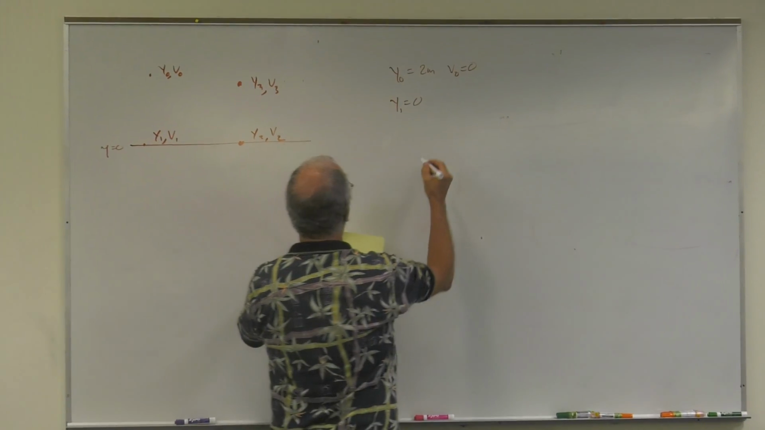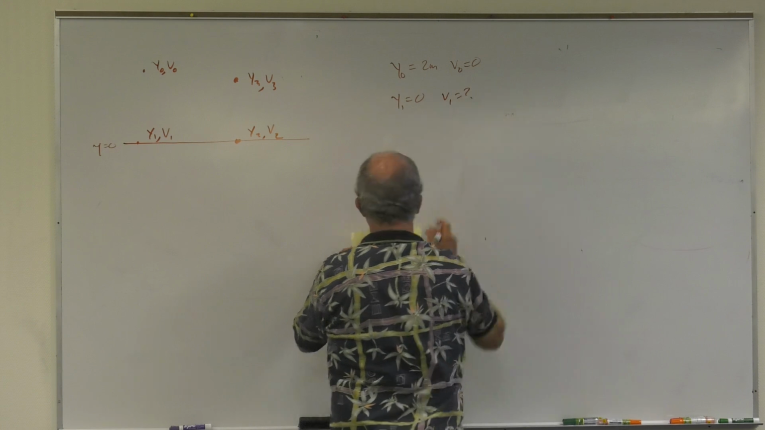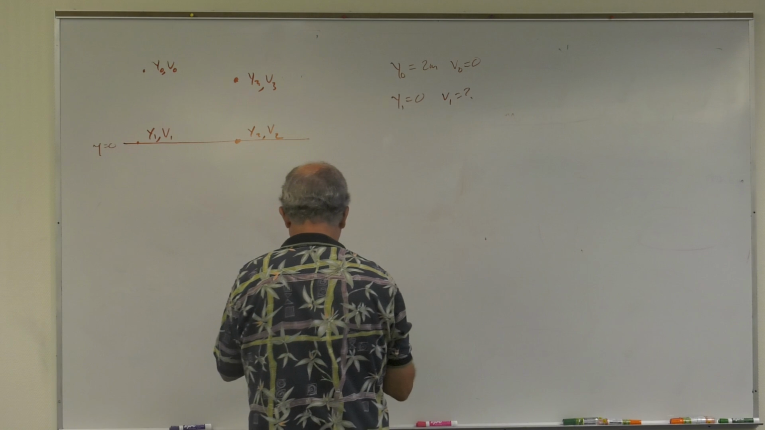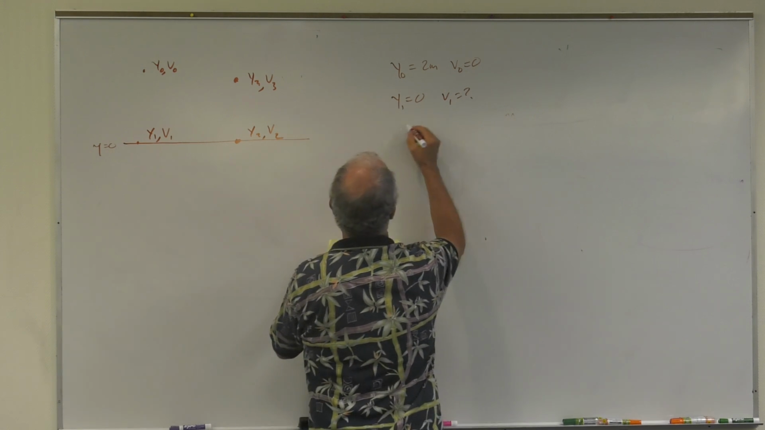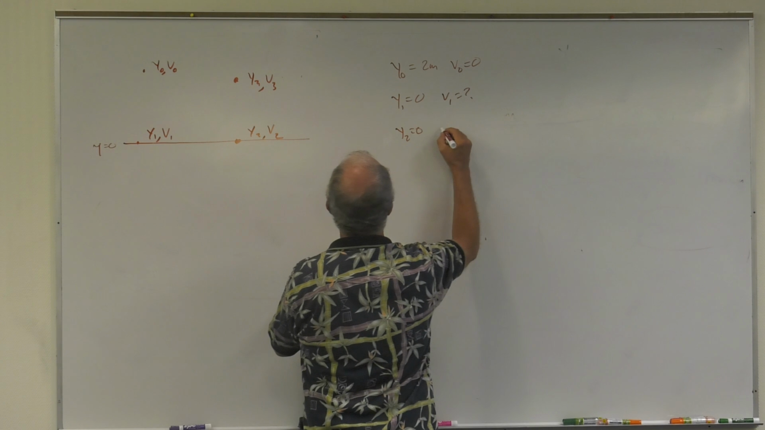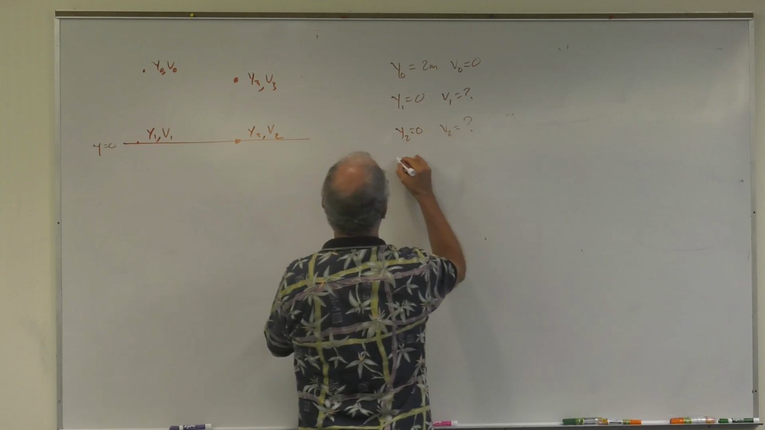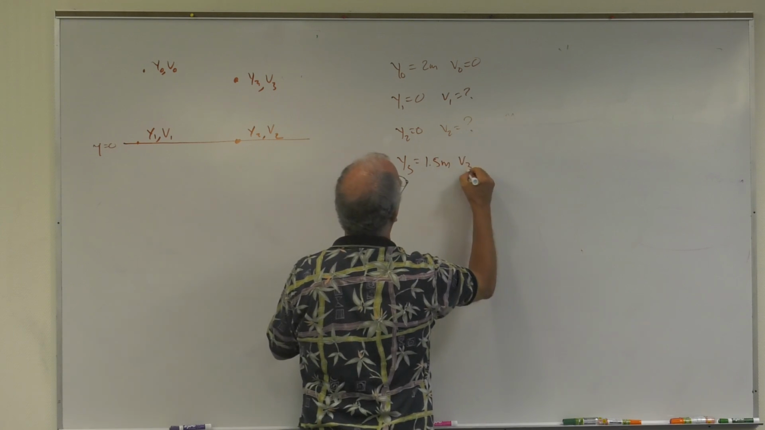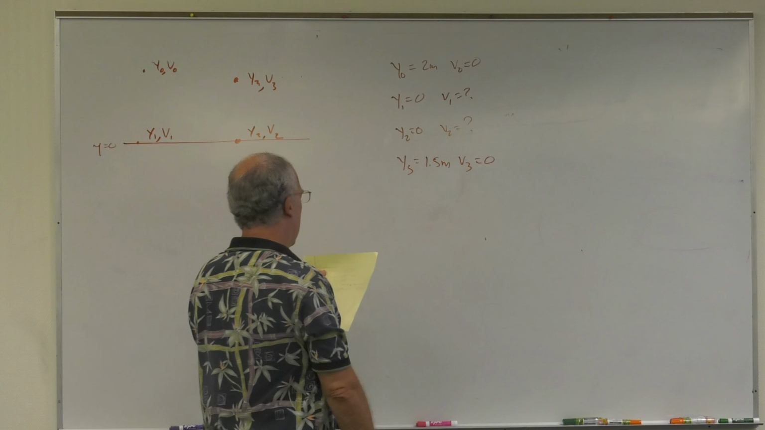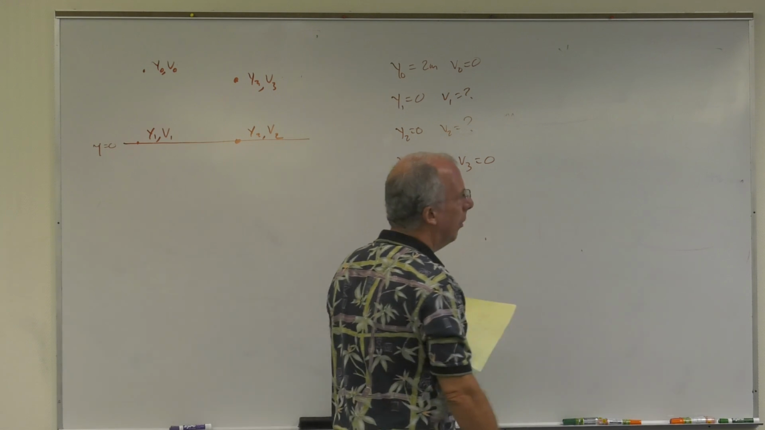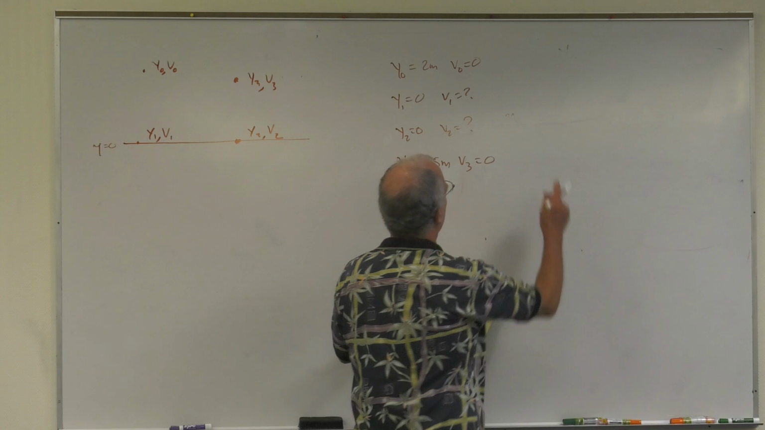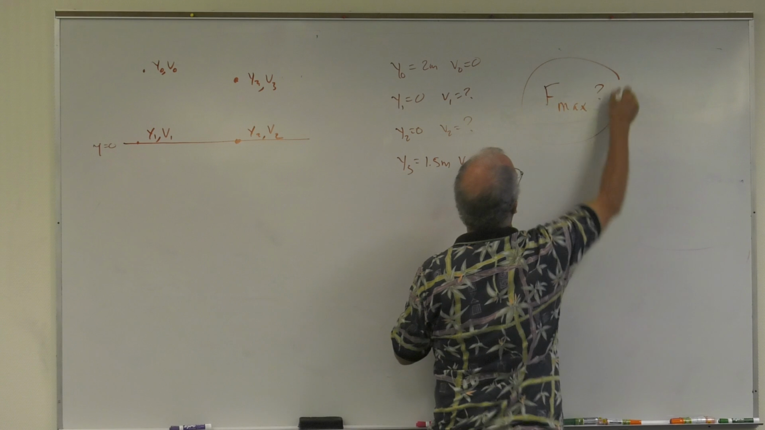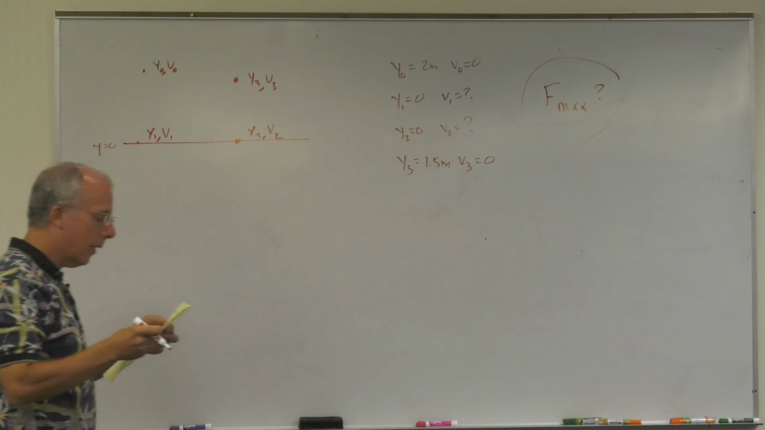So y1 is 0. v1 we don't know. y2 equals 0. v2 we don't know. y3 equals 1.5, and v3 equals 0. Oh, that's great. But what do we want to know? The maximum force? Oh, that's weird, right? That's what we want to know. So this is weird, but that's okay. We'll get it.